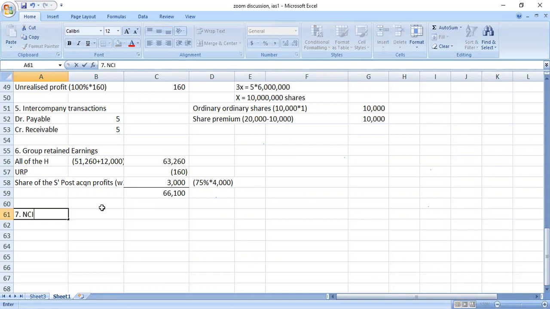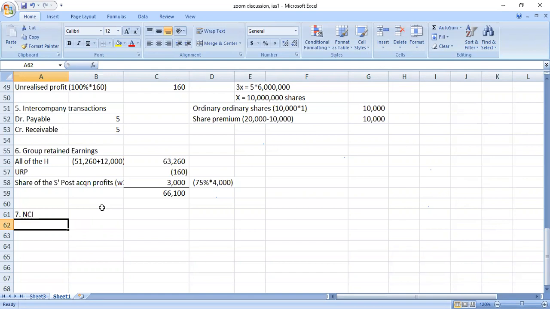Non-controlling interest, where people are interested. Non-controlling interest refers to the interest that the minority shareholders have in the subsidiary. When you buy shares in a subsidiary or in any company, and you're taking over 75%, like in this case, there's a 25% remaining somewhere. That 25% is what you're calling the minority shares, the non-controlling interest, because they also own shares.